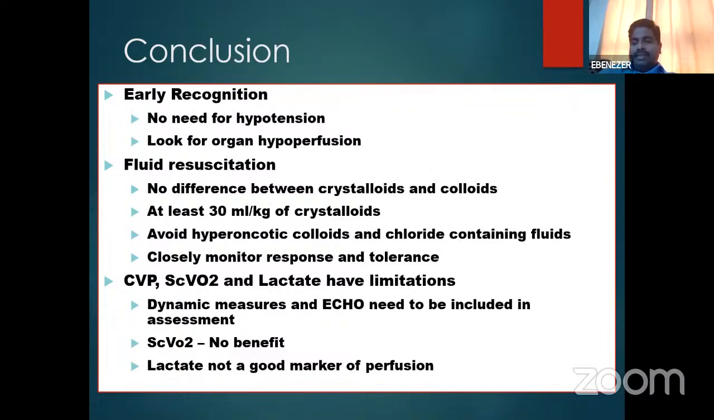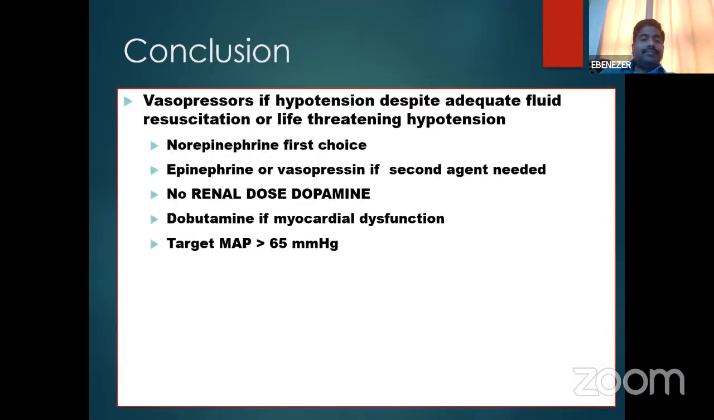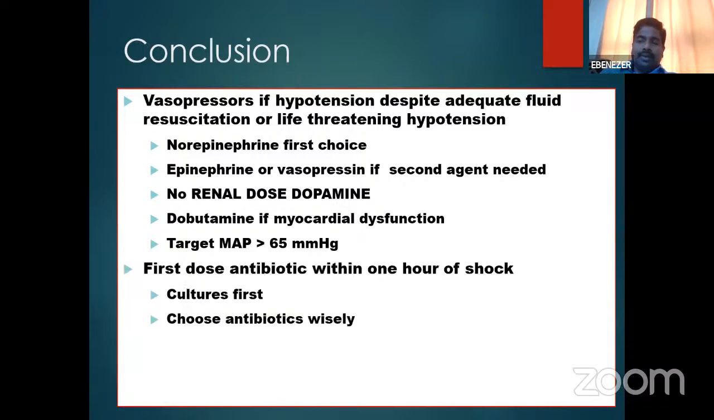Apart from that, passive leg raising test and arterial line are very, very mandatory. They're of great use when you manage a patient with septic shock. And the next one would be vasopressors. Norepinephrine would be the first choice. As I told you, no renal dose of dopamine. Please don't wait for a central line to start a vasopressor. Start through a peripheral line. Sometimes you'll be able to stabilize the patient and even avoid a central line.